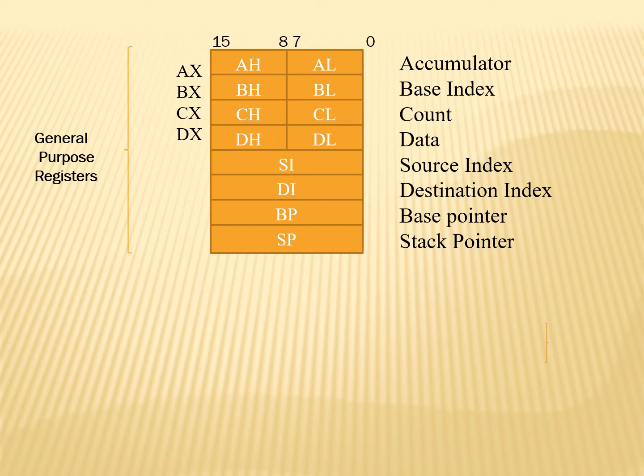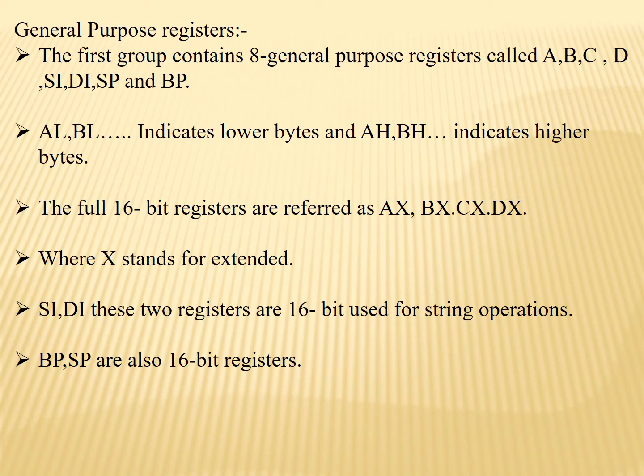So in general purpose registers we have accumulator, base index, count register, data register, source index, destination index, base pointer and stack pointer. The first group contains 8 general purpose registers called A, B, C, D, SI, DI, SP and BP. AL, BL, CL and DL indicate the lower bytes and AH, BH, CH and DH indicate the higher bytes. The full 16-bit registers are referred to as AX, BX, CX and DX.